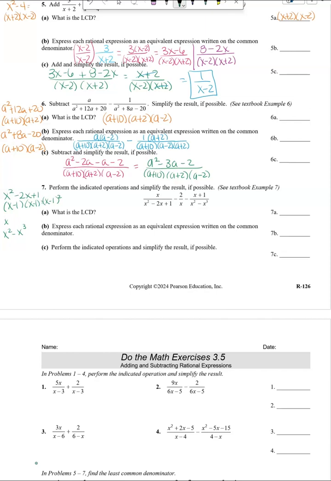Well, our greatest common factor between the two of them is going to be x squared. And then that is going to leave us 1 minus x, right? But we don't want 1 minus x. We want it in the form of x minus 1. So if we were to factor out a negative 1, we can have x squared and then x minus 1. And that's what we want. So our least common denominator is x squared times x minus 1 squared.